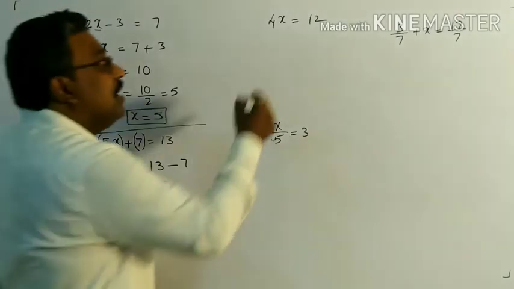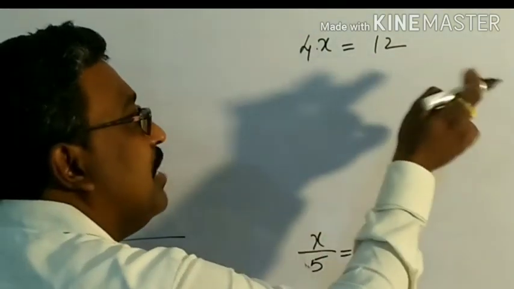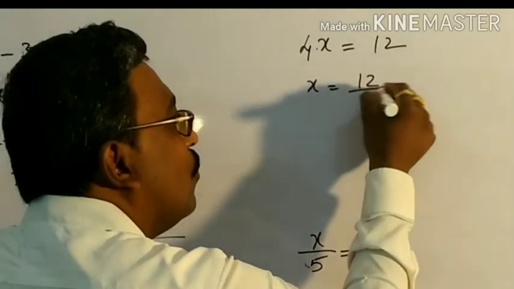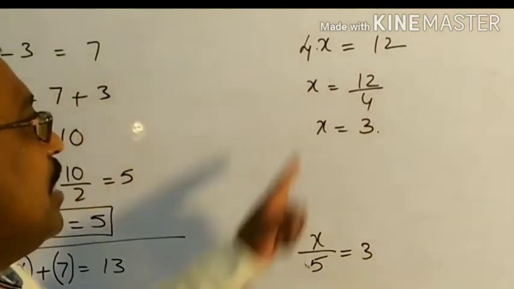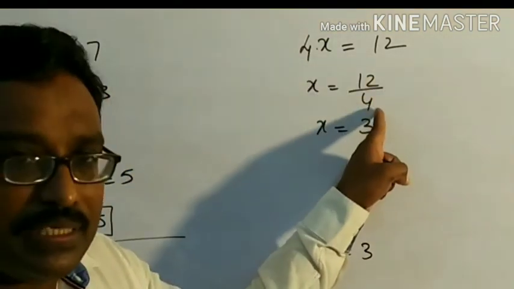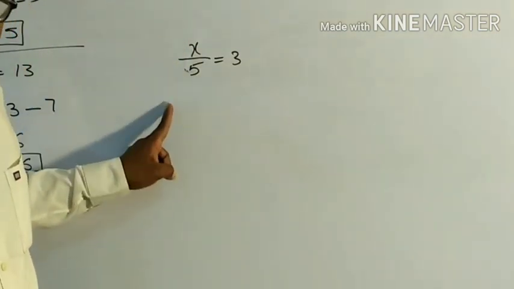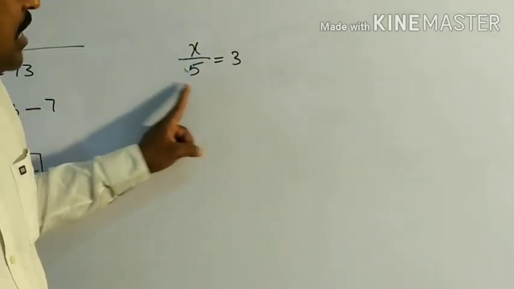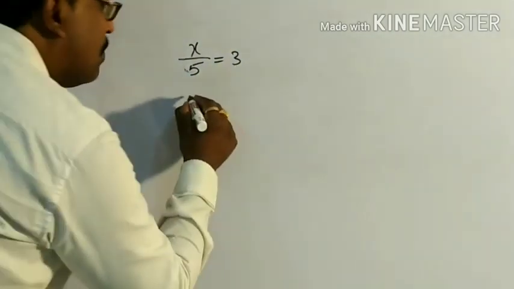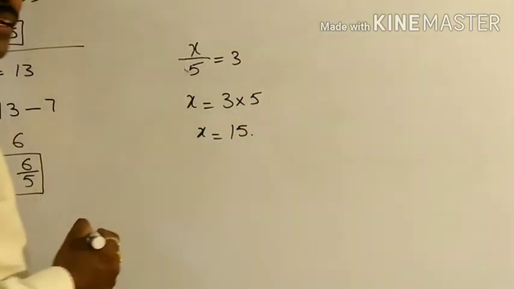Okay. Now here, it's a monomial. There is no other value to shift to the other hand side. Only 4x. It's a monomial. Into 4, divide to that side by 4. So x is equal to 12 by 4. That is 3. Okay. Here multiplication transferred becomes division. Now come here. x by 5. What is meant by this? x divided by 5 is given the value 3. That means division is sent to the other hand side as multiplication. So 3 into 5, the x value is 15.